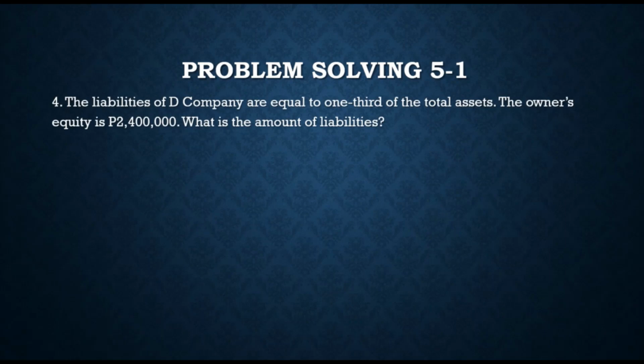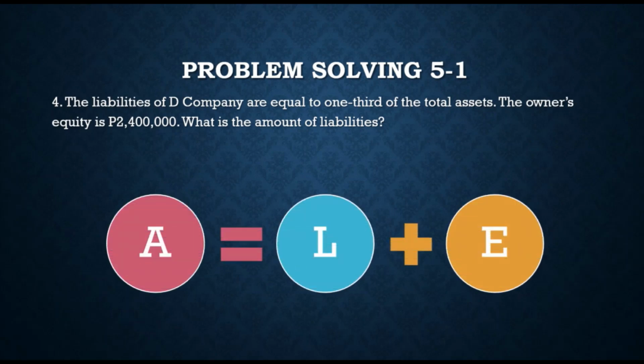Number 4, the liabilities of the company is equal to 1/3 of the total assets. The owner's equity is 2.4 million. What is the amount of liabilities? So, ang ating accounting equation is A is equal to L plus E. So, alam natin na ang given is yung 2.4 million sa owner's equity. Tapos, ang hinahanap ay yung total liabilities. Pero, hindi natin alam kung magkano ang total assets natin. Pero, based sa problem, ang liabilities daw ni D ay equal sa 1/3 ng total assets. So, ibig sabihin, para maging 3/3 ang assets natin, ang equity ay 2/3 ng total assets.